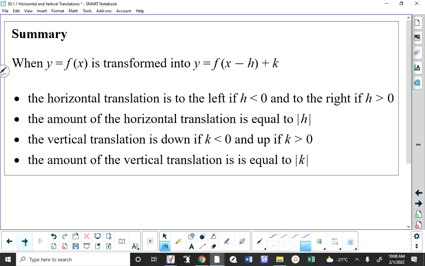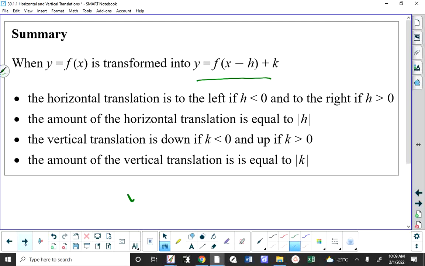Here's the summary, and then we're going to burn through the rest of the examples, which are really simple if you understand this summary. When you go from f of x to y equals f of x minus h plus k, see what I've done there? I put the k over on the other side. I don't like writing y minus k. But at the risk of dragging things out too long, you understand when the function is written in this form that h is the opposite of the number you see, but k is not the opposite of the number you see.